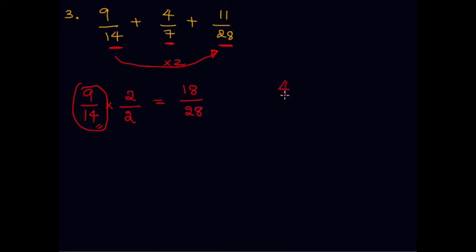Same thing, let's do for 4 by 7. So we want to get 28 as the denominator because 28 is the largest number of the three. So what we do is we multiply the denominator of 4 by 7, which is 7, by 4 to get 28. But since you're multiplying the denominator by 4, multiply the numerator also by 4, which will give us 16 by 28. We can leave 11 by 28 as it is because we have 28 as the denominator there.